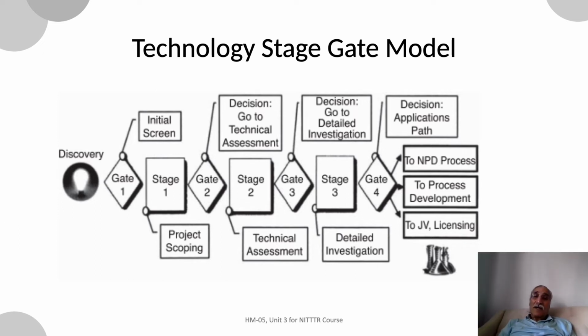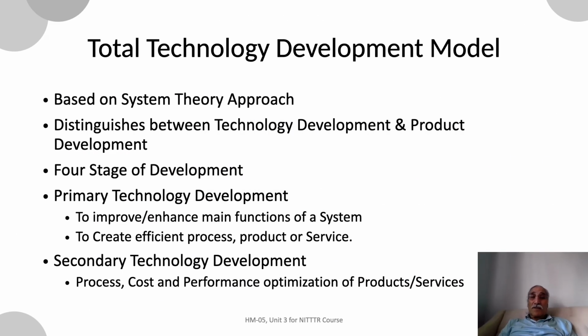And once that layout plan is done, this detailed investigation gives you the ability to understand whether the application that we are generating is a new product design or a new process development, or whether we need to go for a joint venture or licensing. The total technology development model, on the other hand, is based on a system theory approach, and this is an academic approach that distinguishes between technology development and product development.